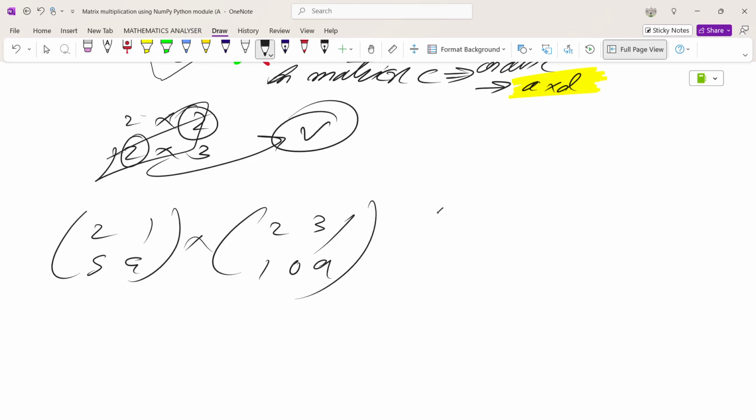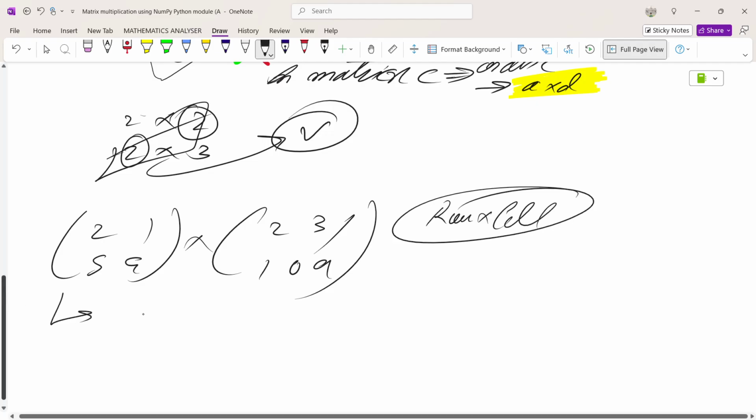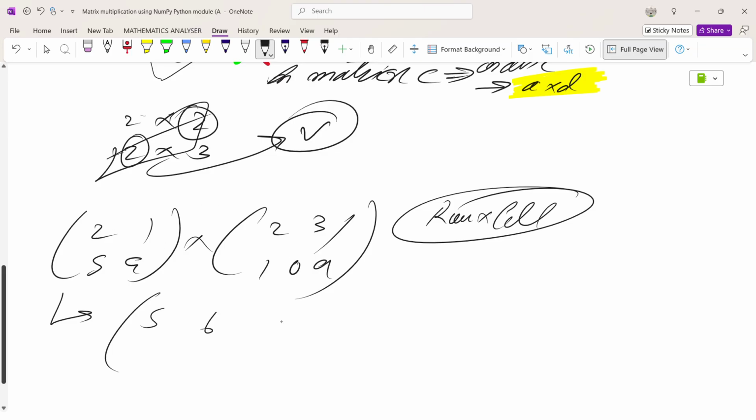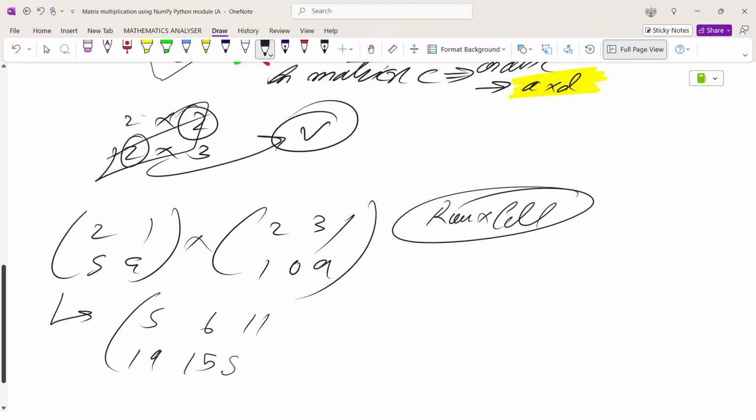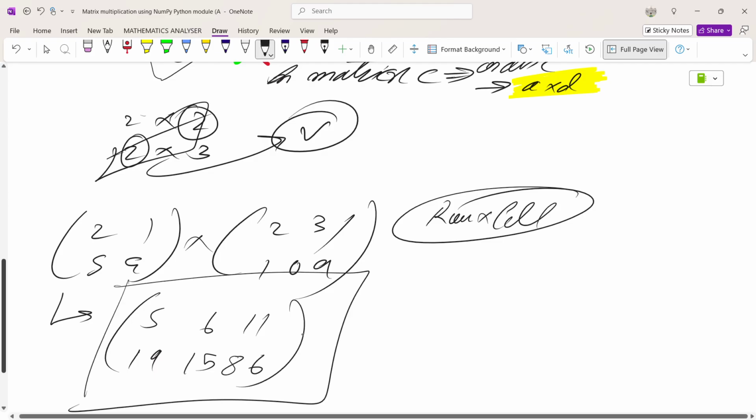231109, and as we know, matrix multiplication follows the row multiplied by column method. By the row multiplied by column method, I'm getting 2 times 2 plus 1 times 1, that is 5, and 2 times 1 plus 1 times 3, that is 6, and so on. So this is equivalent to 19, and this is 15 and 86. This is the answer that we can expect from the matrix multiplication.